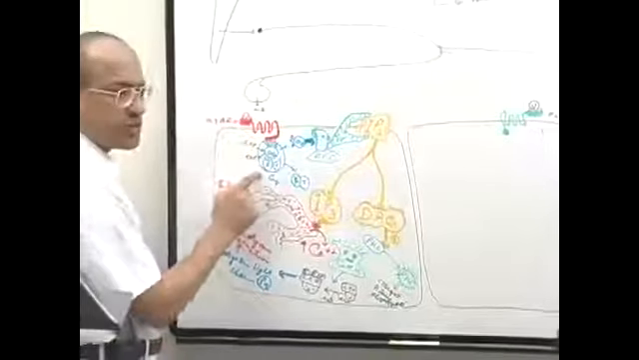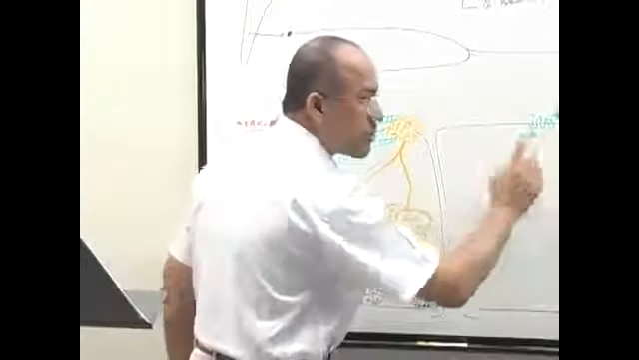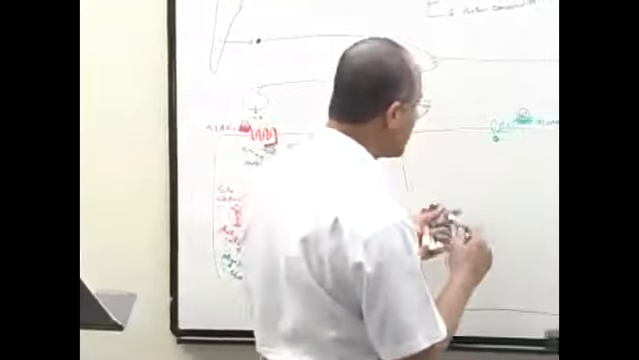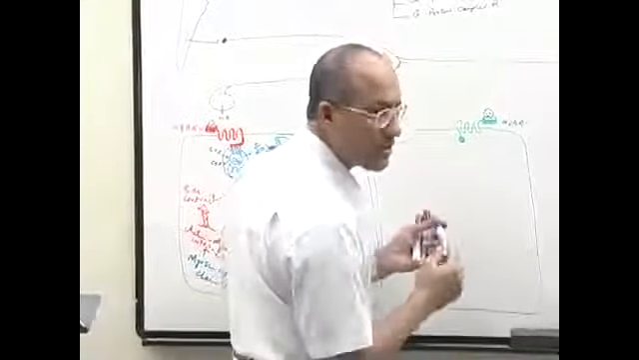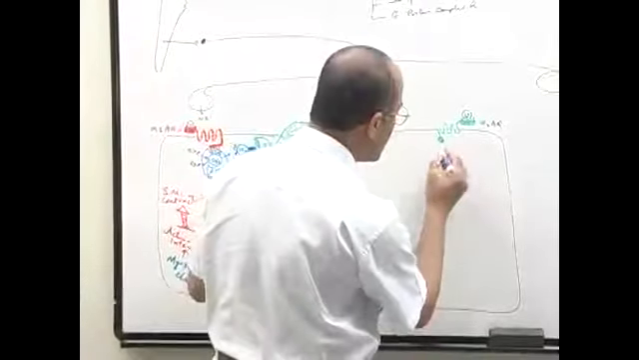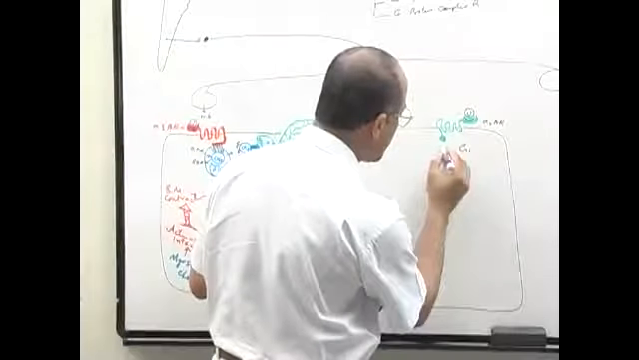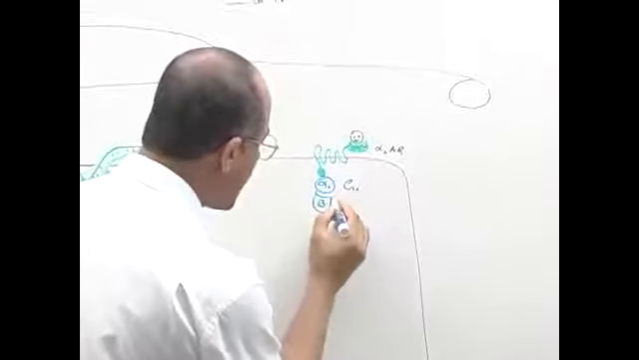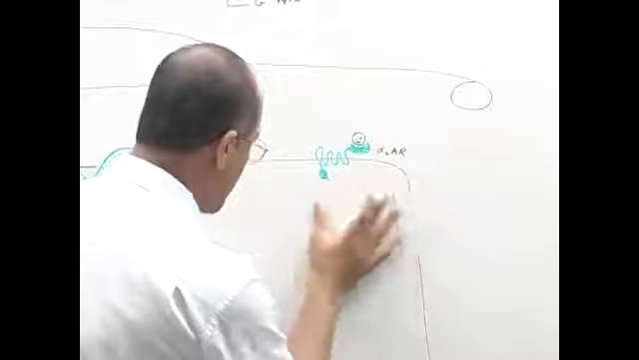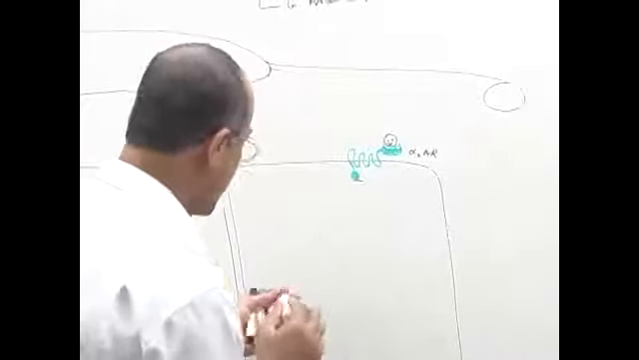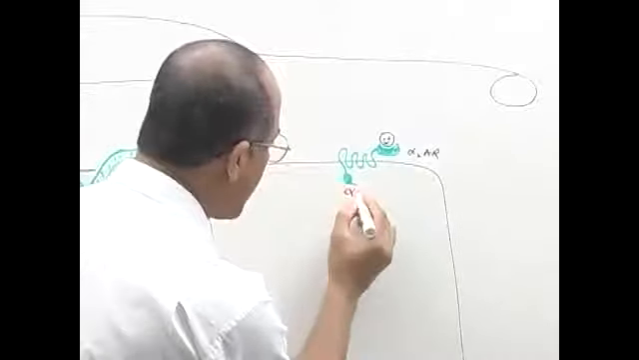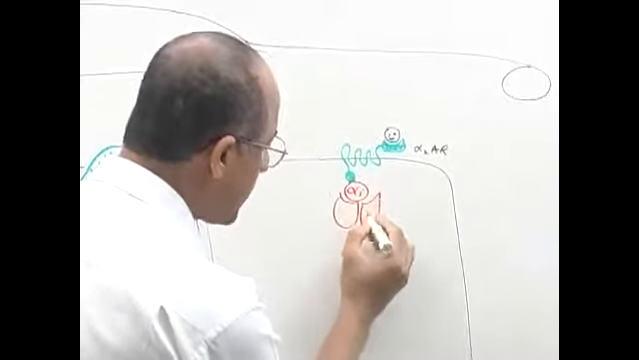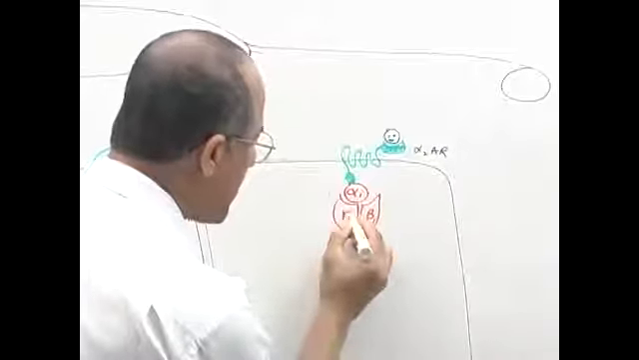Alpha-1 was coupled with Gq. The alpha-2 receptor is not coupled with Gq, it is coupled with G inhibitory. This is coupled with G inhibitory protein, and G inhibitory protein is alpha inhibitory, and with that it has beta and, I think I should change the color so that you don't get confused. So G inhibitory has alpha inhibitory, with that it is having beta inhibitory and gamma inhibitory.